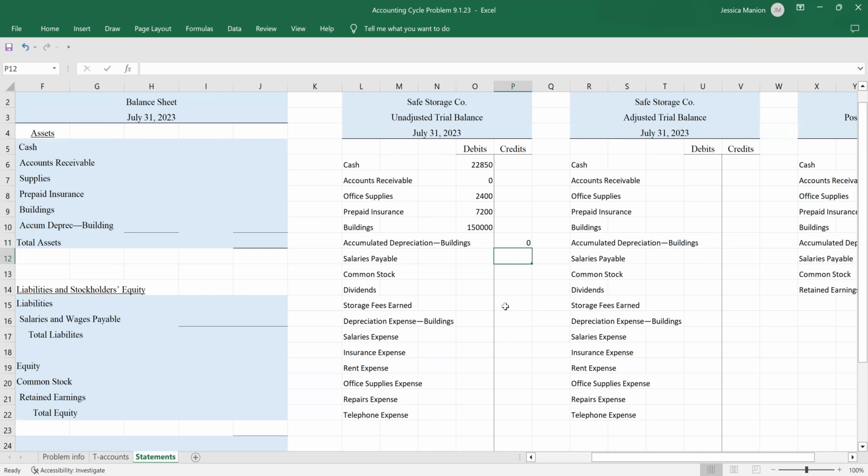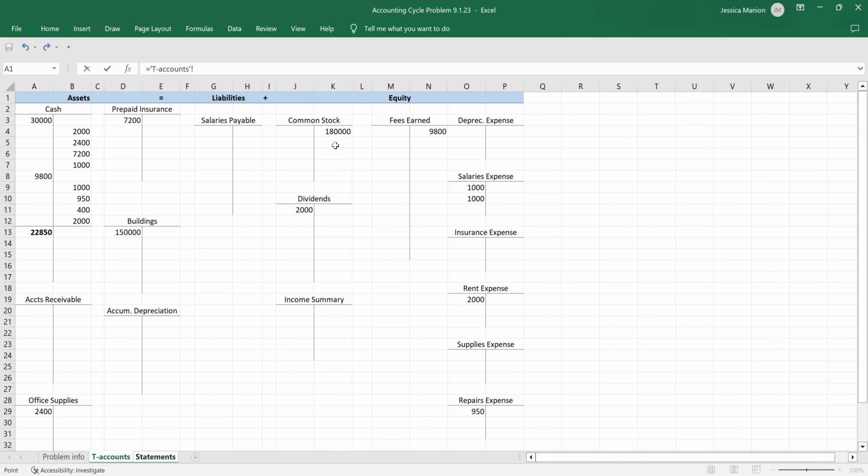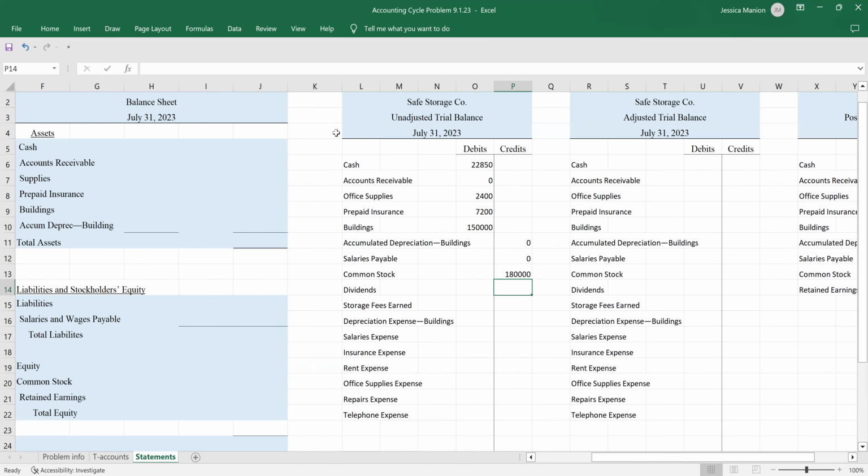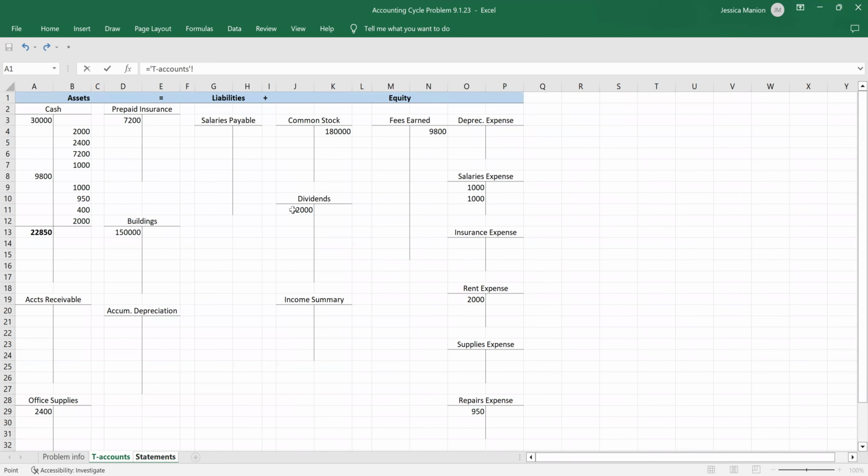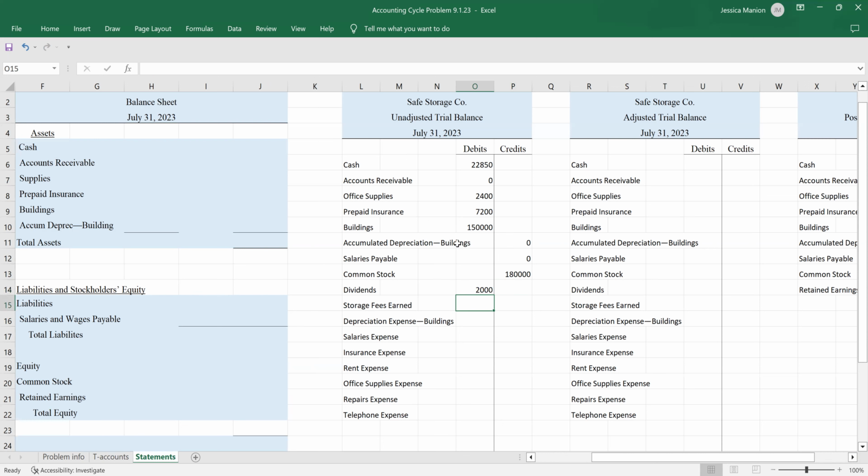We've got nothing in accumulated depreciation yet, so that's a 0. Remember, accumulated depreciation, though, reduces the book value of the building. It reduces the building's account, so it has a normal credit balance. Okay, salaries payable, again, we don't have anything in there yet. Common stock, if we go back here, we could say equals, we go back to our T accounts, we got 180,000 in there. Okay, dividends, just like owner drawings, dividends have a normal debit balance, so equals, go back here to our dividends, all right.